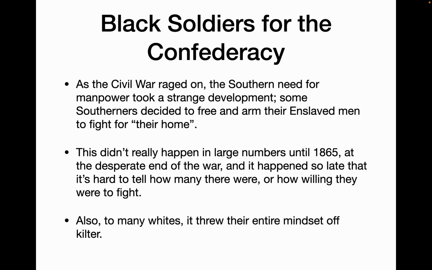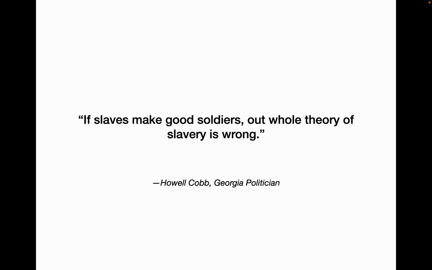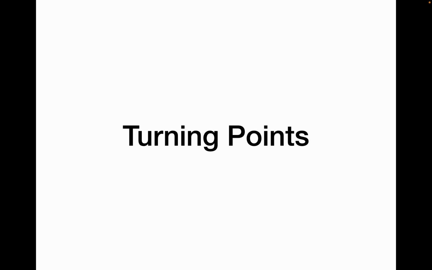Also, to many whites, this threw off the entire mindset of the Confederacy. This was anathema to the entire Confederacy. One guy, Howell Cobb, a Georgia politician, said that if slaves make good soldiers, our whole theory of slavery is wrong. We got it wrong if we're doing this. So, Alexander Stephens, the vice president of the Confederacy, once said in one of his speeches that the great truth of our nation is that the black man is not equal to the white man. So making him equal in war goes against the entire theory of the Confederacy.